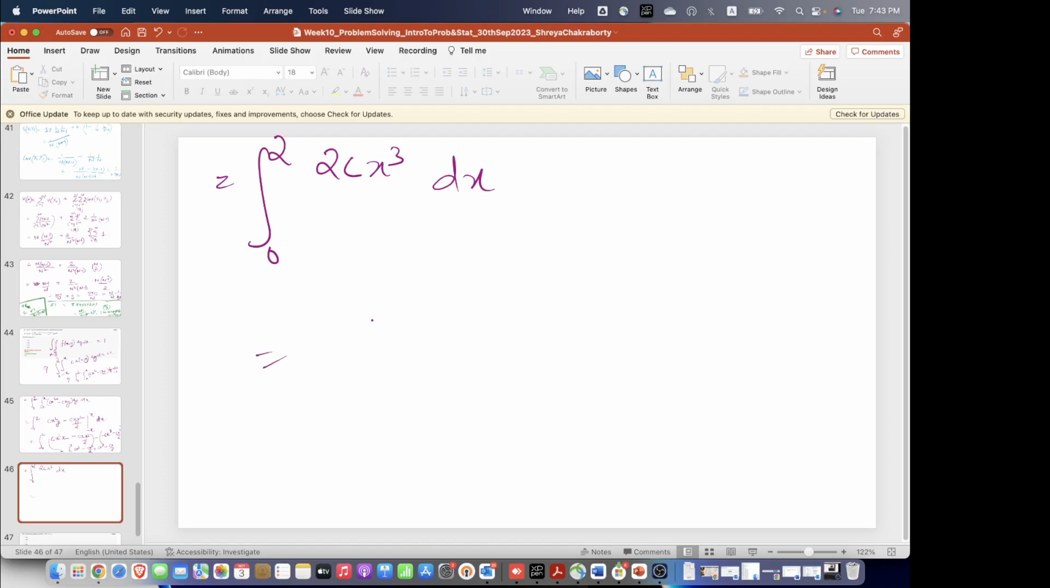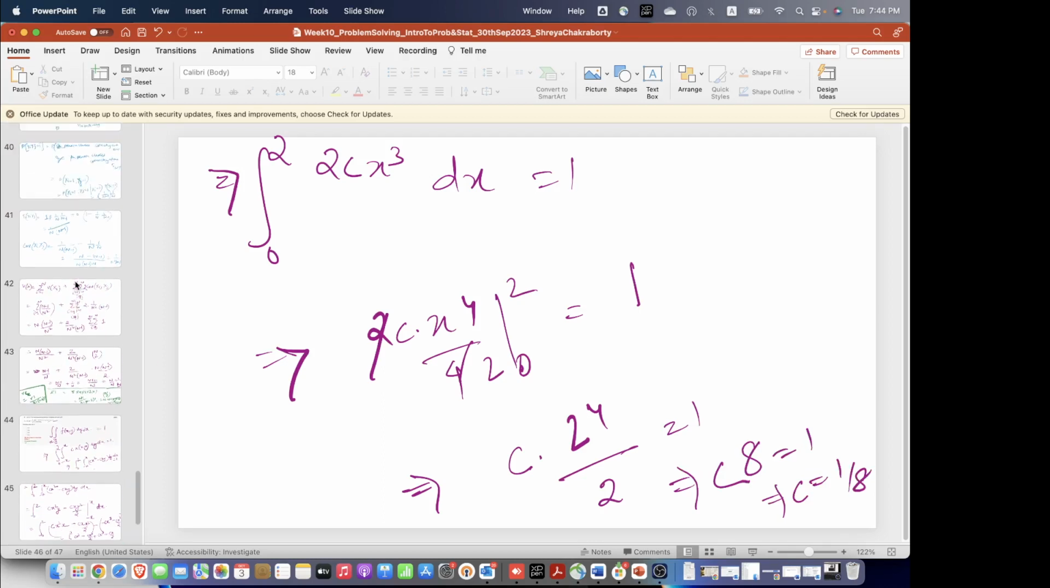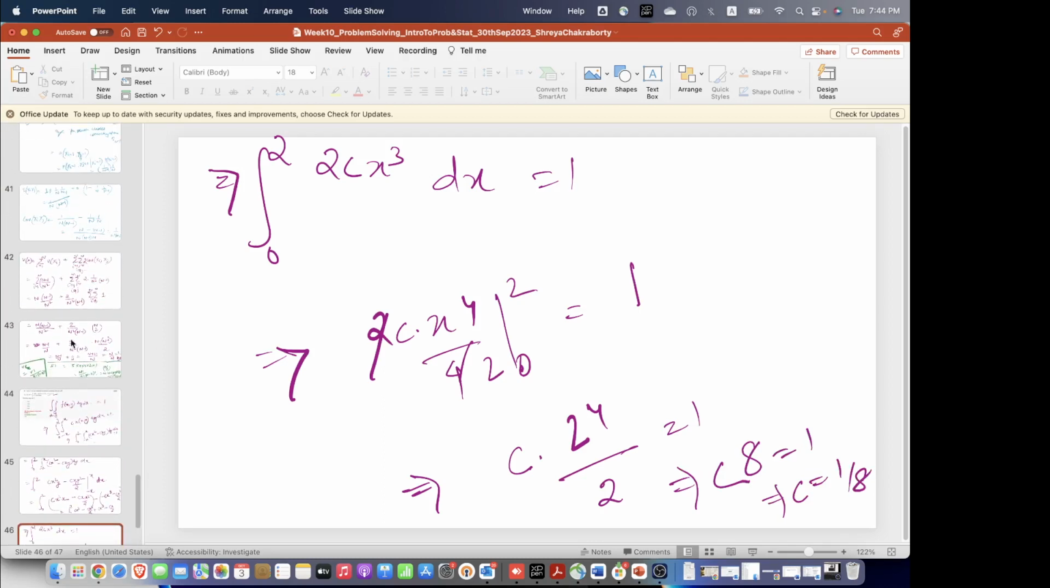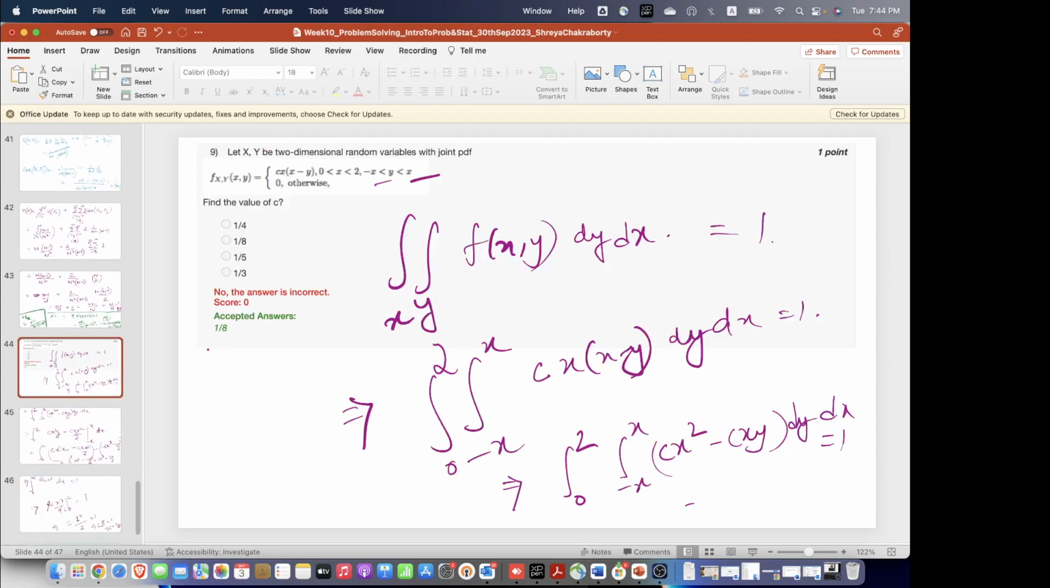So dx, then this would be 2c x to the power 4 by 4 from 0 to 2. So this 2 will cancel out. Okay, right hand side everything is equal to 1. So we had c into 2 to the power 4 by 2 equal to 1. So 8c equal to 1 and c equal to 1 by 8. I will see if that is the answer. C is 1 by 8. Okay, B is the answer.